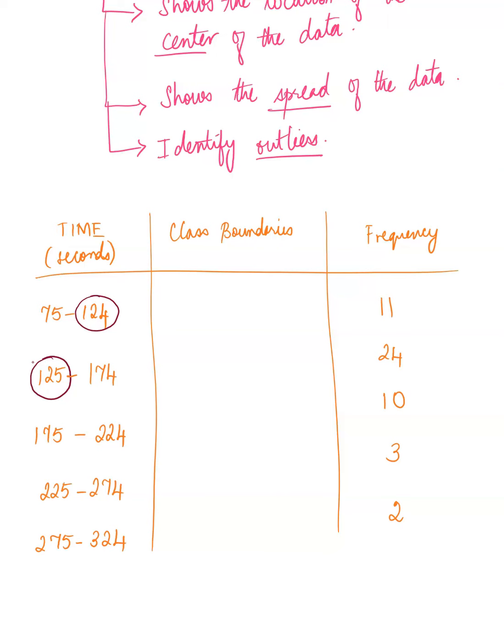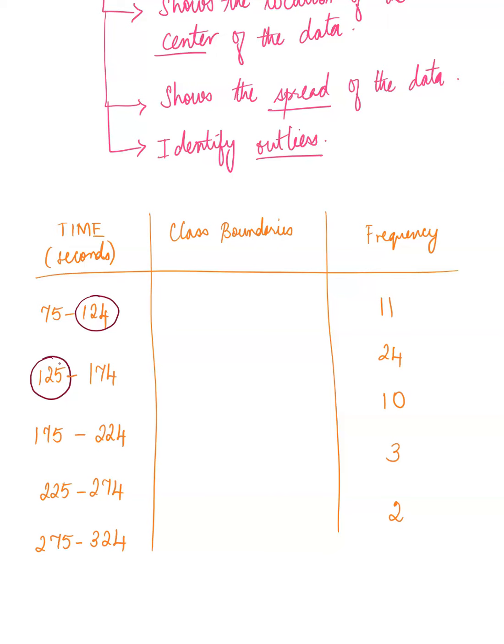So we want the boundaries to match, right? The 124 and the 125 should match. Now I cannot turn that 124 into a 125, because if you had an exact value of 125, you really wouldn't know where to throw it. Should it go in the first class or should it go in the second class?